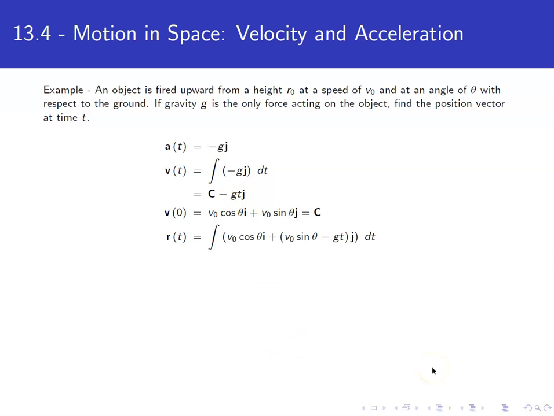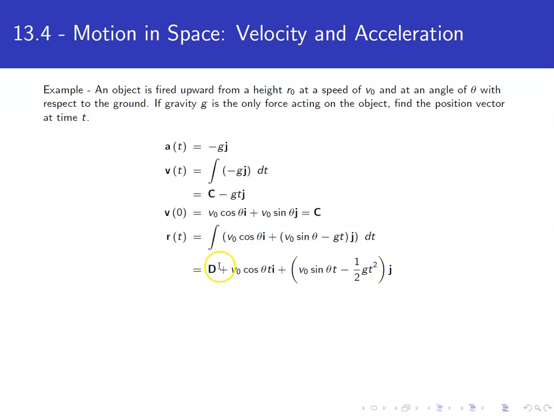So now we're ready to work backward to get our position function. So we do our integral of the velocity after plugging in our constant. Take an antiderivative. There are no t's here in v0 cosine theta, so when I do the antiderivative, you get a v0 cosine theta times t times i. Likewise, we get a v0 sine theta times t here. Now we're integrating negative g t, we get a 1/2 g t squared for the j component as well.